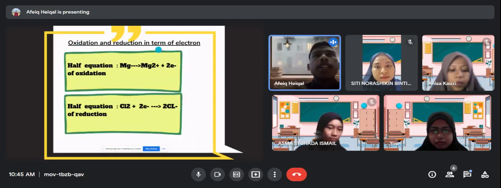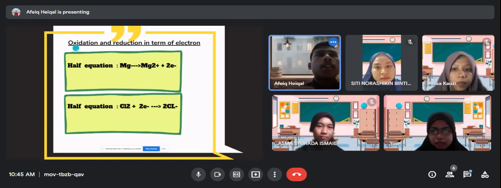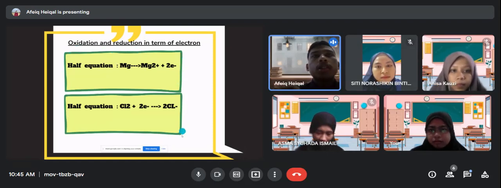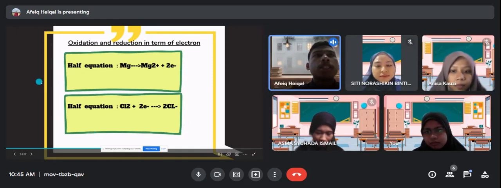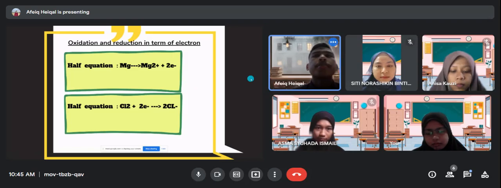Next, oxidation and reduction in terms of electron. Once again, I want one of you to volunteer to determine which half equation is oxidation and which is reduction.